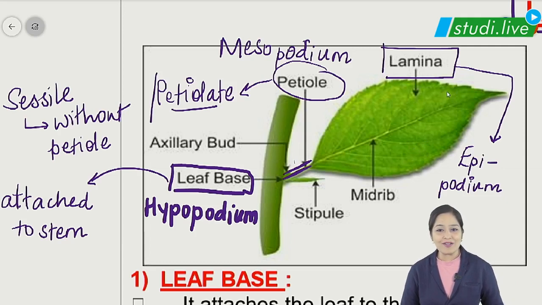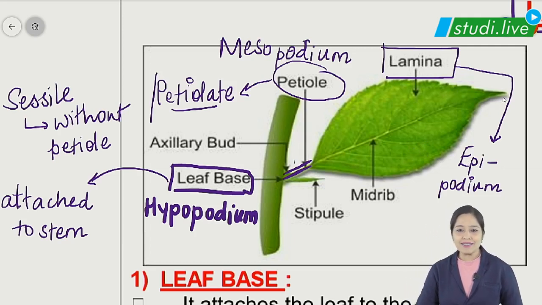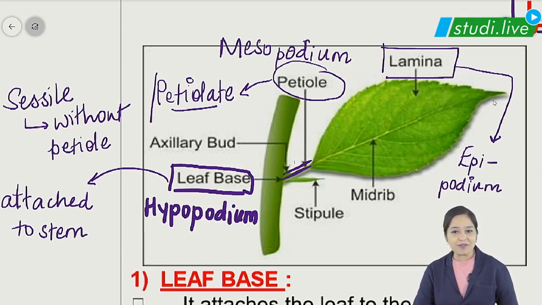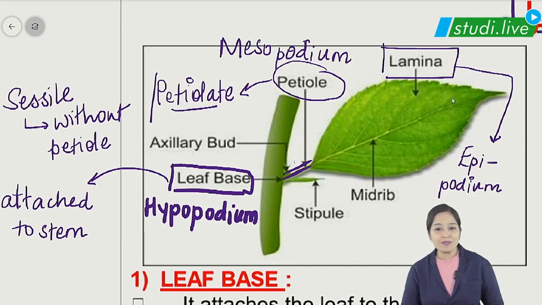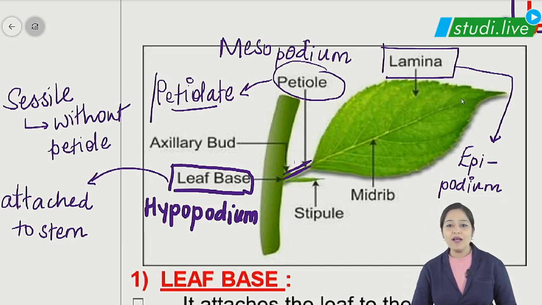First, it does the function of gaseous exchange, that is exchange of oxygen and carbon dioxide with the air. Second is transpiration, that is loss of water in the form of water vapor. And when the lamina is exposed to sunlight, it is the site of photosynthesis. It is because of the petiole that the lamina gets exposed to sunlight. So let us see each and every part in detail.